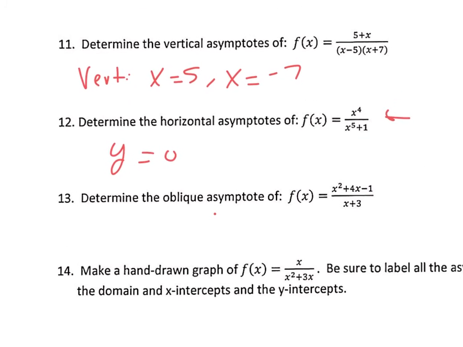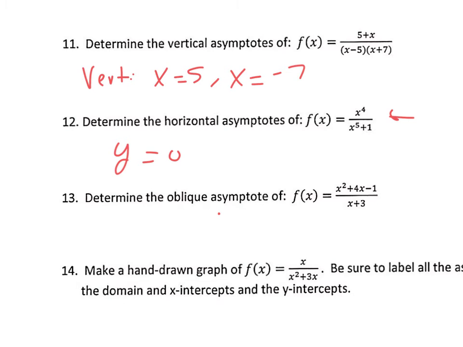Number 13, oblique means slant asymptote. To find a slant asymptote, which only happens if the top degree is 1 bigger than the bottom, you find it by dividing. So I'm going to put -3 in my box. Got a 1, 4, and -1. Let's go through the division here.